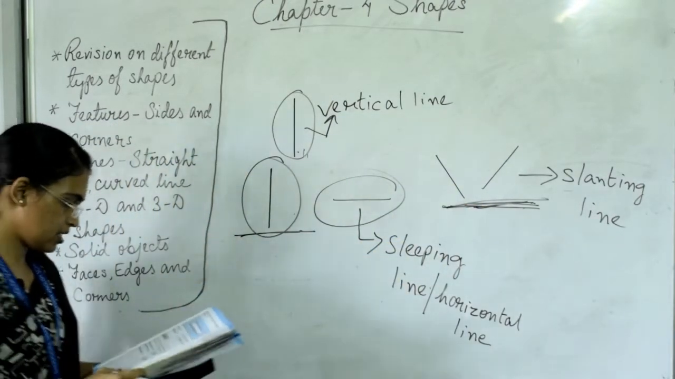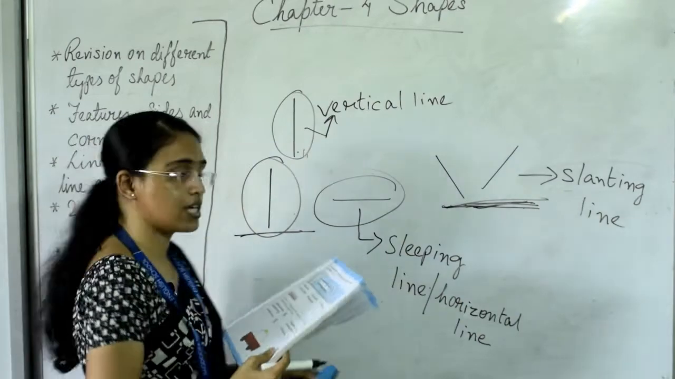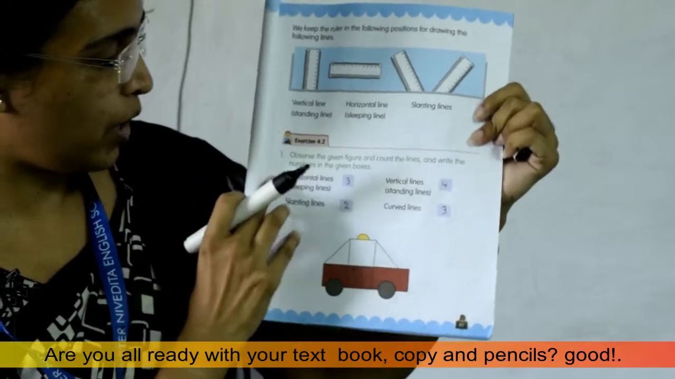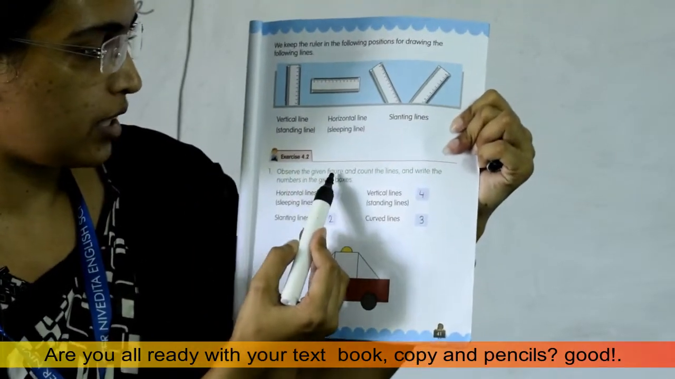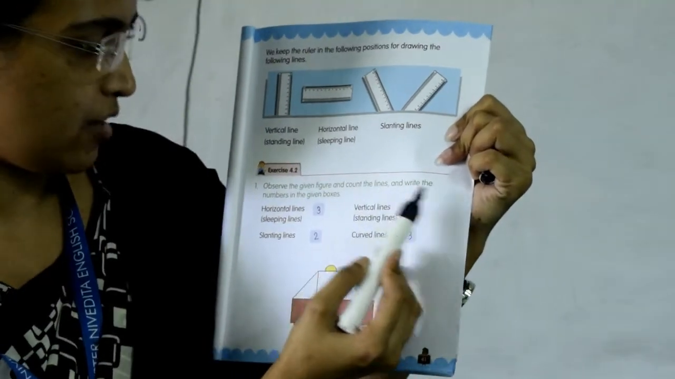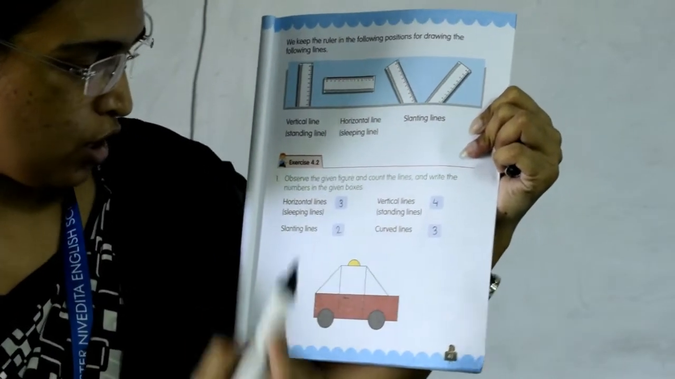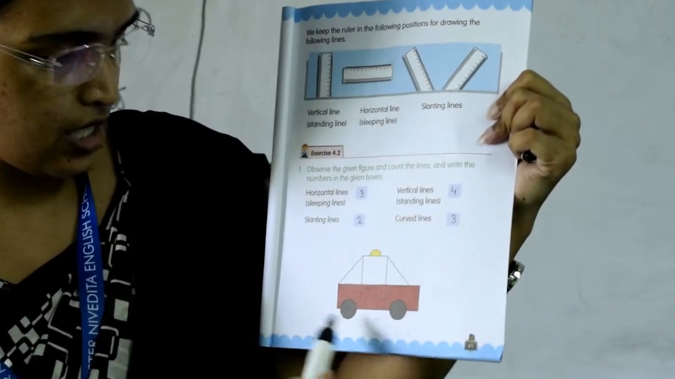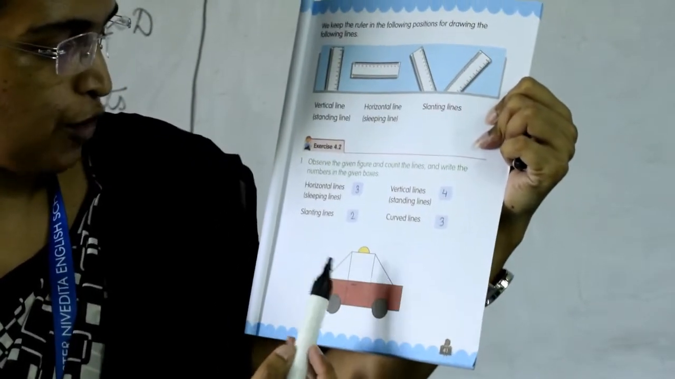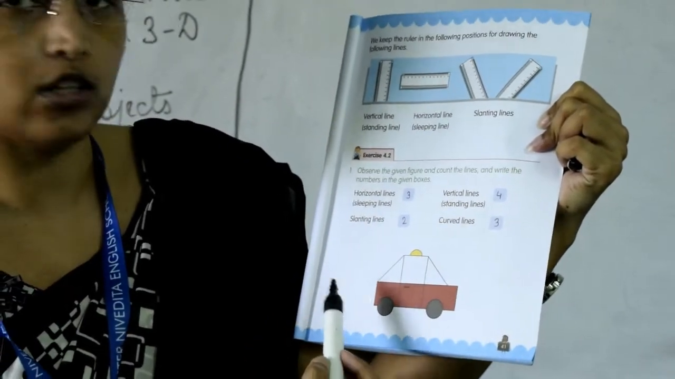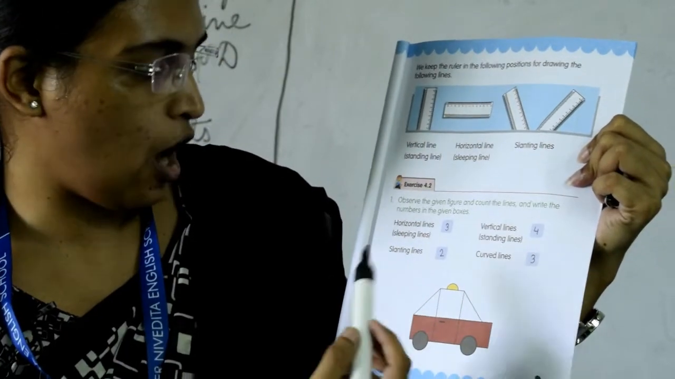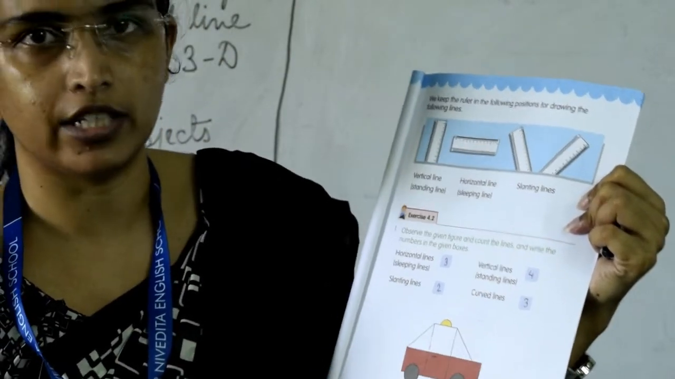Now with the help of these lines we have to do exercise 4.2. In exercise 4.2, question number 1 is: observe the given figure, count the lines and write the number in the given box. So here is a figure. What is this? This is a car, right? We have to find out how many horizontal or sleeping lines, how many vertical or standing lines, how many slanting lines, and how many curved lines there are.